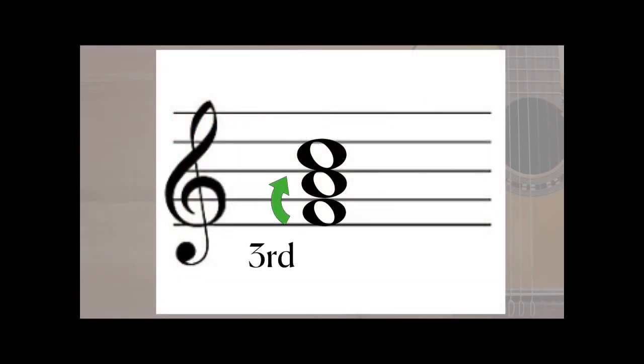We have a third at the bottom, space to a space. We also have a fifth from the root to the fifth. This is how we give them their names of root, third, and fifth.